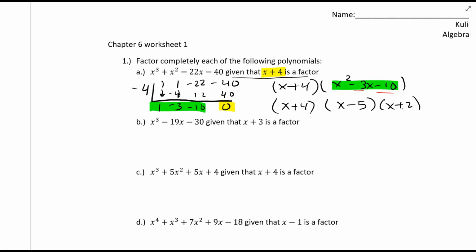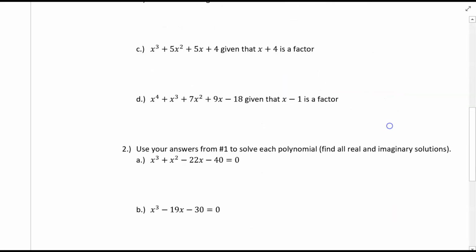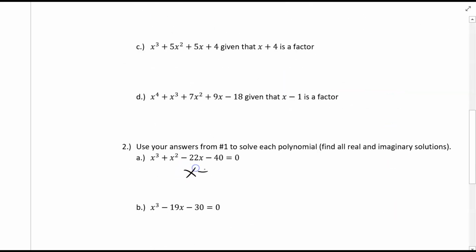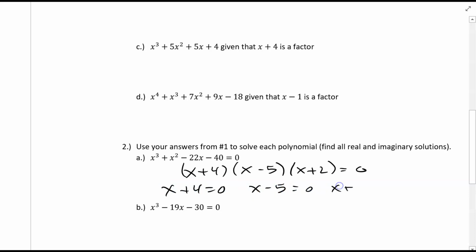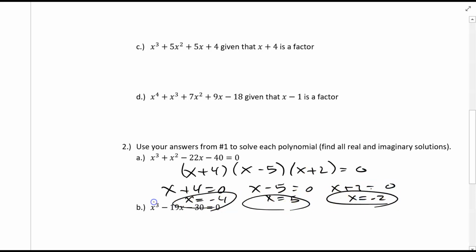And if I go to part 2, letter A, I'm just going to take that factored form and set it equal to 0. Since it's factored, I can just set these factors equal to 0 and solve. So my three solutions would have been negative 4, positive 5, and negative 2.